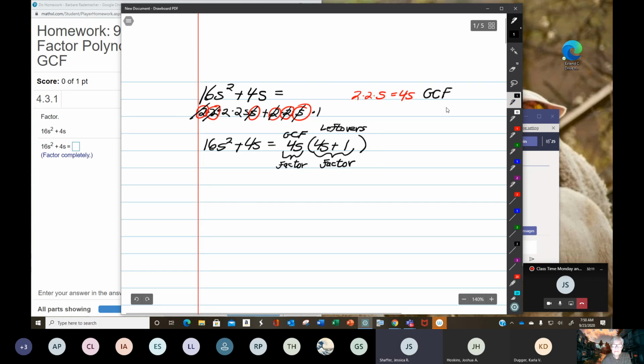So the 1, is that just like always a given? Yes, because 1 is always there. For instance, 4s breaks down into 2 times 2 times s. Well, it also breaks down into 2 times 2 times s times 1. And so the 1 will be there. Gotcha. Thank you. Okay, great.